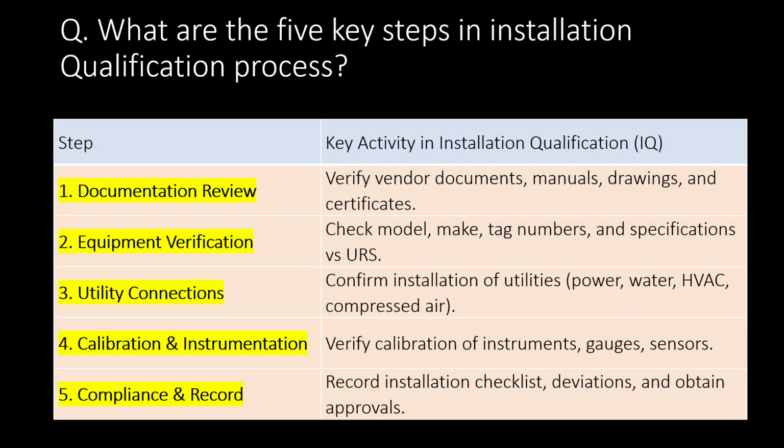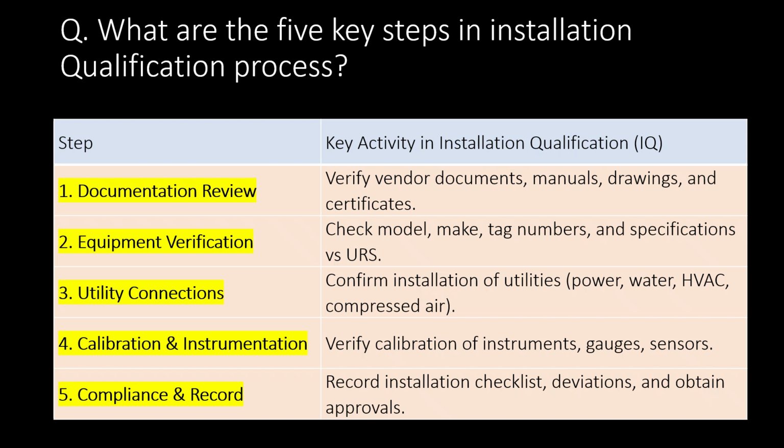Very frequently asked and very important question: what are the five key steps in installation qualification process? Step 1: documentation review. Here we verify vendor documents, manuals, drawings, and certificates. Step 2: equipment verification. Here we check model, make, tag number, and specifications versus URS. Step 3: utility connections. Here we confirm installation of utilities like power, water, HVAC, and compressed air.